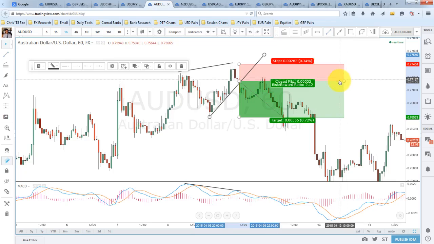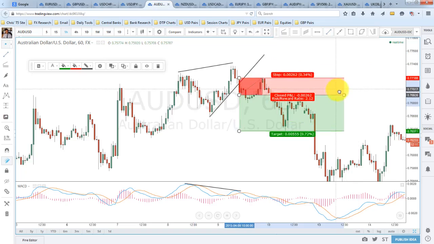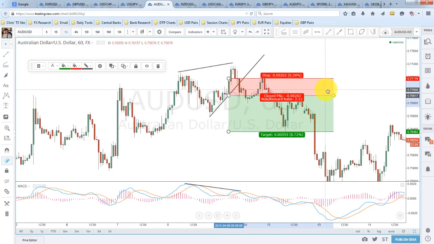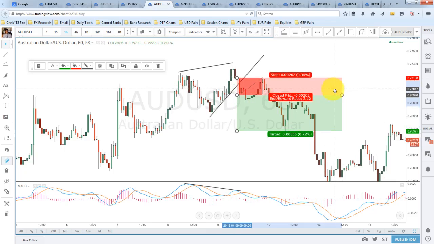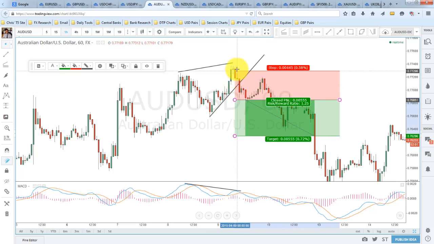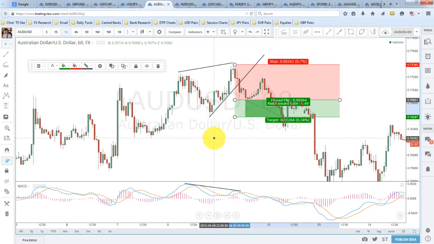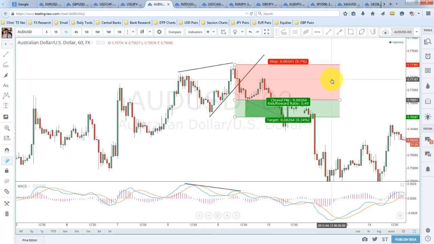Okay, so if we adjust this to the entry level, the entry level would have been right here with the break, below this candle, so right about there. And the stop loss would have had to have been above the high, and the target would have been right there. So you can see, obviously, not a good reward to risk ratio. Okay, so not a candidate for the trend line break. You're risking more than you could have gained using the trend line break strategy.